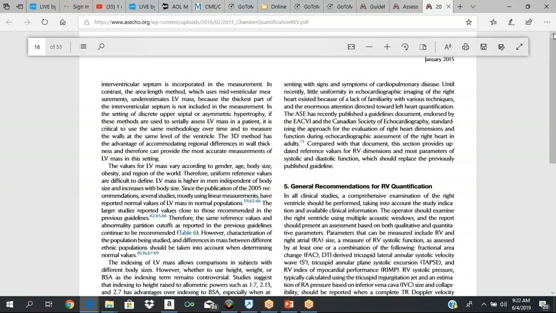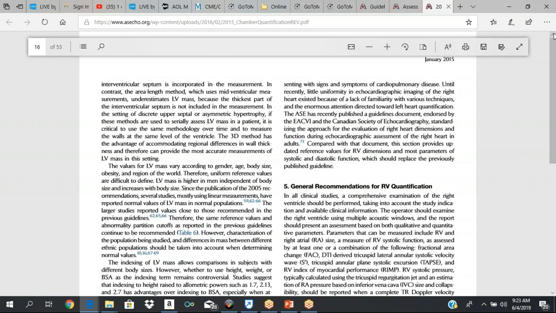Until recently, little uniformity in echocardiographic imaging of the right heart existed because of a lack of familiarity with the various techniques and the enormous attention directed towards left heart quantification. Again, we used to spend all of our time looking at the left side of the heart, neglecting the right side of the heart, not appreciating how important it is, because without the right side of the heart, there's no left side.